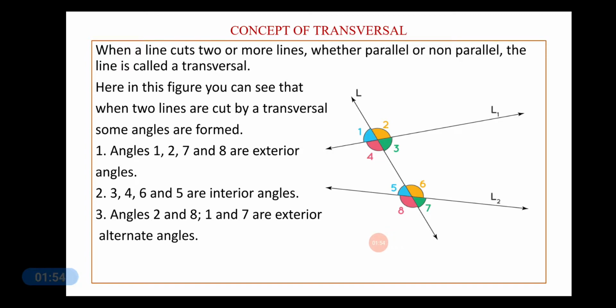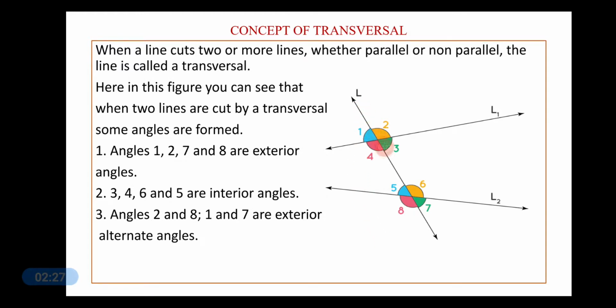Now when this transversal is cutting off line L1 and L2, certain angles are formed. So when line L is cutting off line L1, there are four angles which are formed over here. And when this line L is extended further and it is cutting off line L2, we are getting four more angles. Now there are some relationships between these angles which you see over here. But let us learn a little bit more.